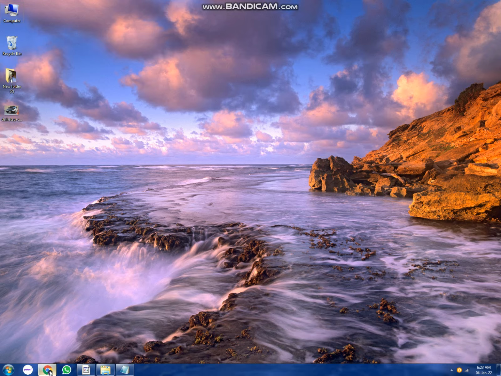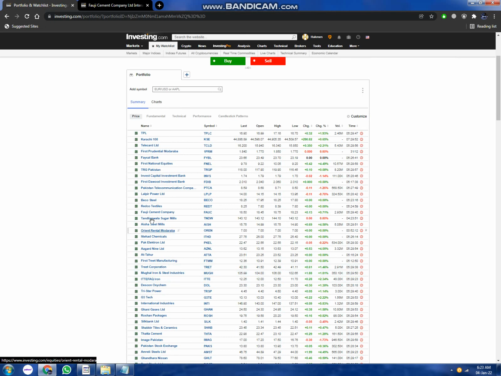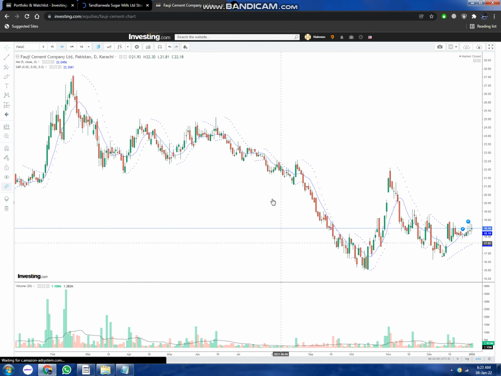So let's get started. Now you can see I just pulled up a random stock. I haven't invested in this stock, I'm just showing you how you could use the averaging concept. Let's suppose you bought at this area, and the stock value, as you can see, decreased. Let's say you bought 1000 shares at this point.